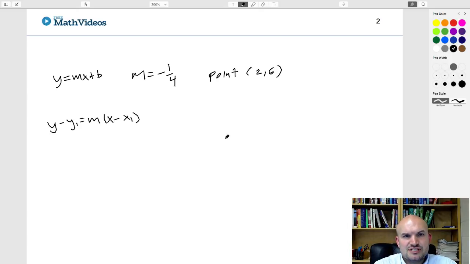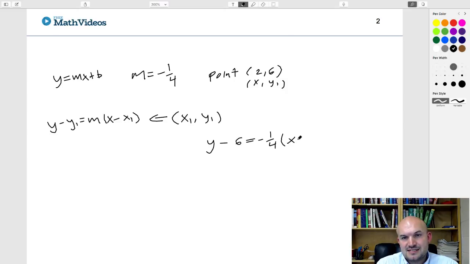So let's just take a look at this, because I like starting with point slope form first. If you're looking at a point, let's call our point x1, y1. You can see here that this can be represented as x1 and this can be represented as y1. And then obviously m is our slope. By plugging these in, we can say y minus 6 equals -1/4 times x minus 2. And therefore, that's the equation of the line.